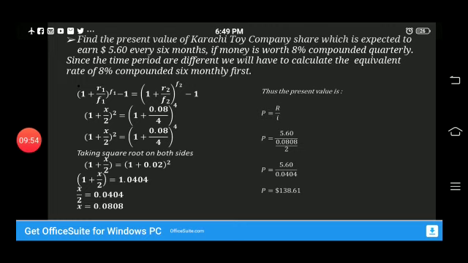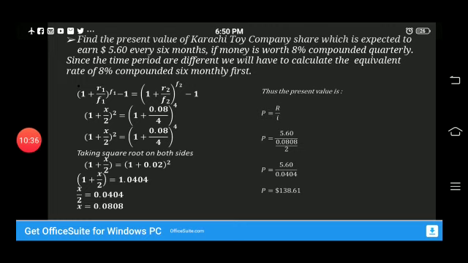Now taking the square root on both sides, 1 plus x over 2 is equal to (1 + 0.02) raised to a whole square. So 1 plus x over 2 is equal to 1.0404. By simplifying it, we get the answer of x, that is 0.0808. If you want to convert it into a percentage, you can do it quite easily by multiplying it, that would become 8.08%. But I am not doing it, because as I need to find the present value of the perpetuity, I would need to convert the percent into a decimal again, so I am not doing it.